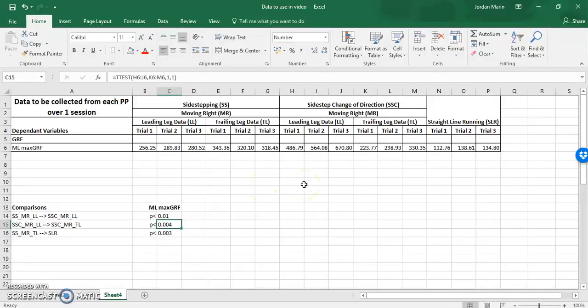So interestingly, when you look at the research, sidestepping and straight line running is what we call a cyclic movement. So both legs do the same thing over and over again, unless you have any kind of severe muscle imbalance or any other kind of imbalance. You would expect the left and right leg to be showing pretty much the same data. Sidestepping is entirely different. It is a completely asymmetrical maneuver whereby the leading leg and the trailing leg are doing effectively different things.